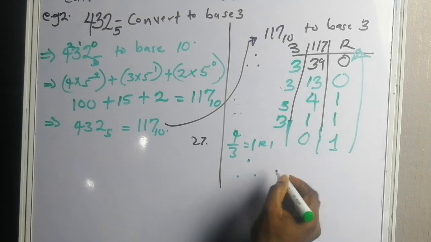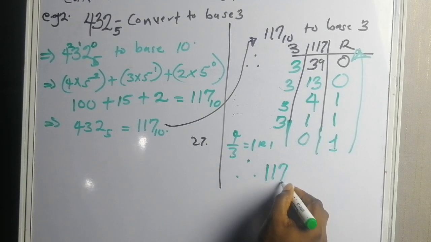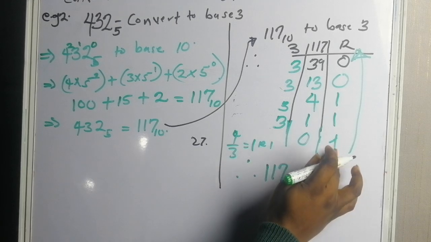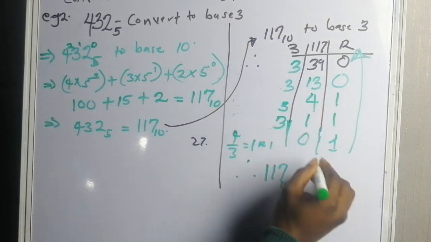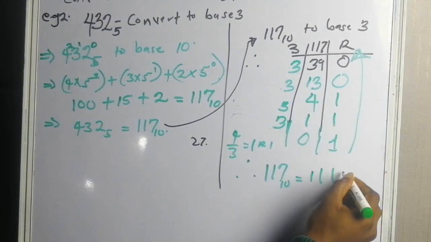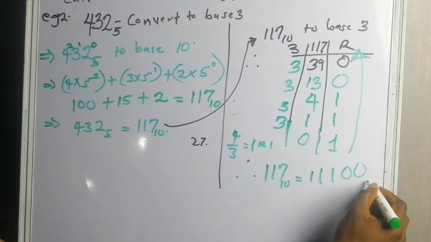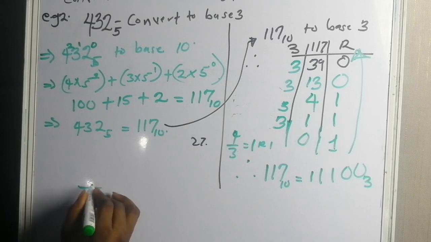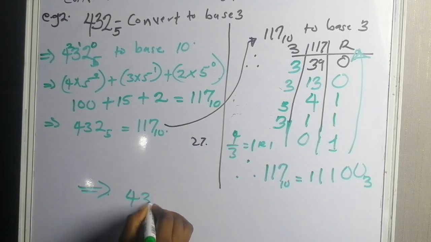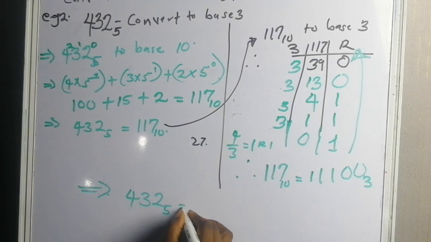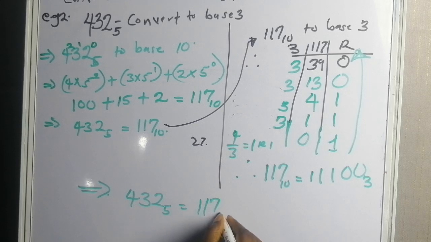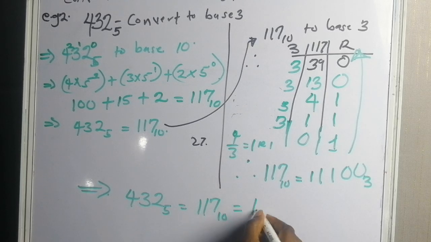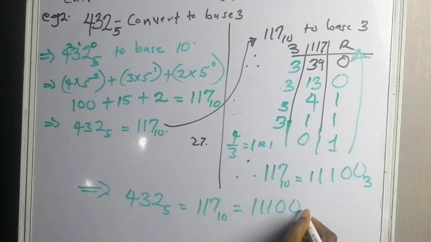All you just need to do is now conclude. Therefore, 117 in base 10 is equal to, counting from the bottom to the top, 11100 in base 3. So we can now say 432 in base 5 equals 117 in base 10, which equals 11100 in base 3. It's as simple as that. So that's the question that was asked.